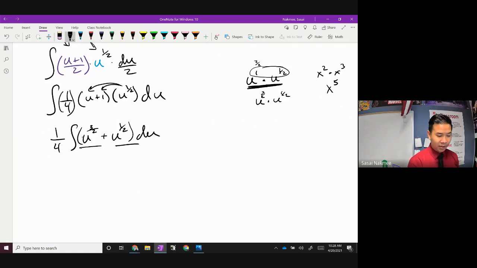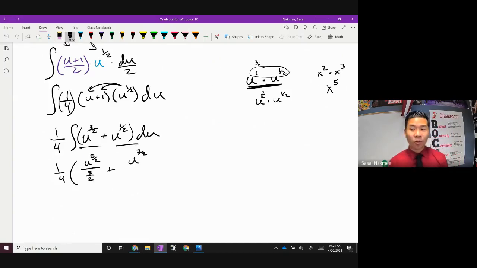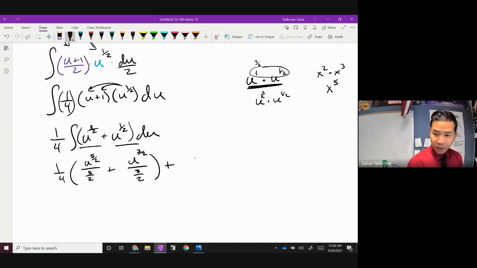I can just integrate this now. So this is going to be 1 over 4 times, I can integrate this. This is going to be u to the 5 over 2 divided by 5 over 2 plus u to the 3 over 2, because again, the power rule, I'm adding 1 to these powers, divided by 3 over 2. Excuse me. This, of course, is all included with a plus c.